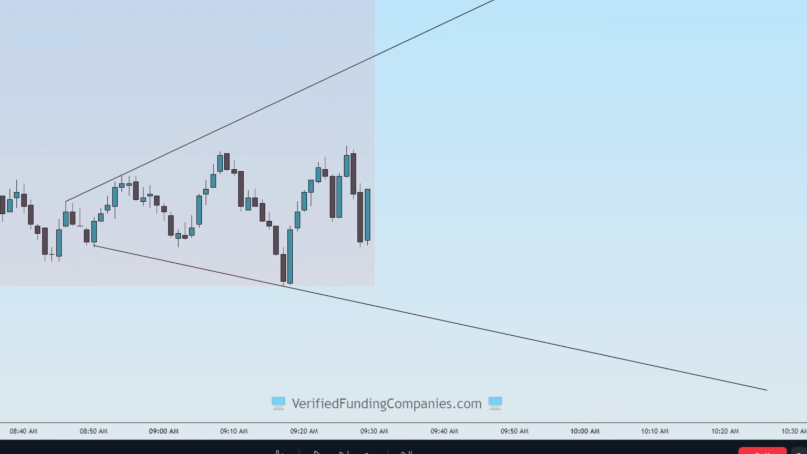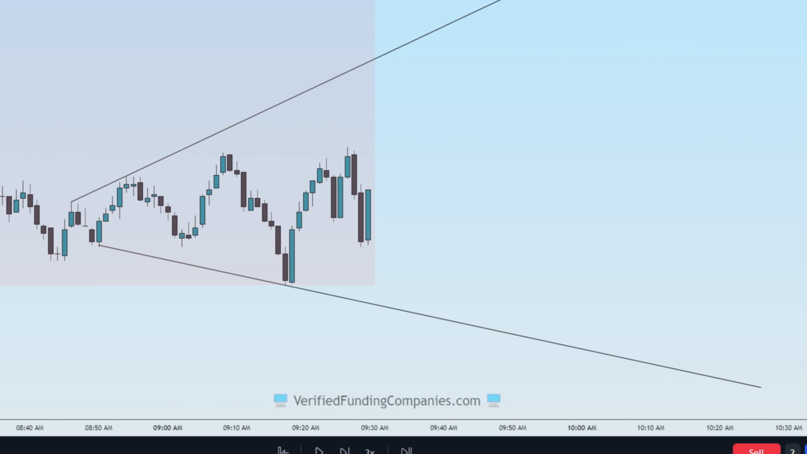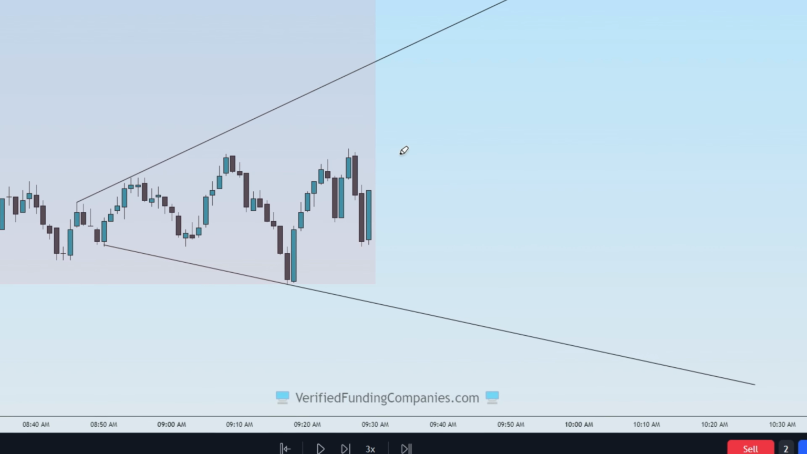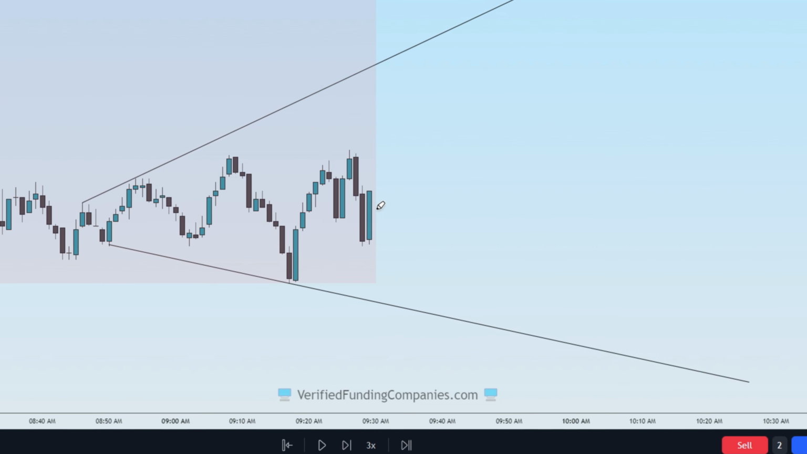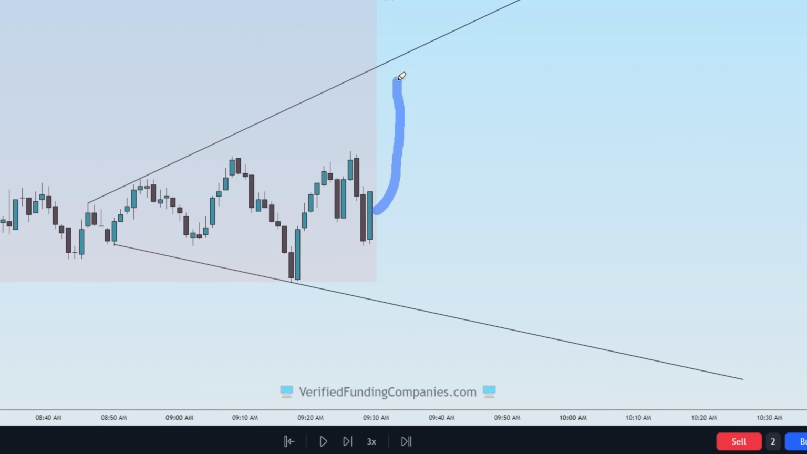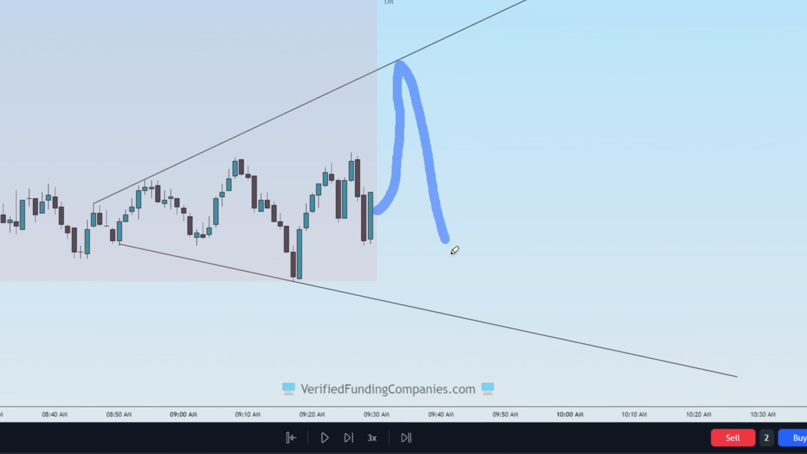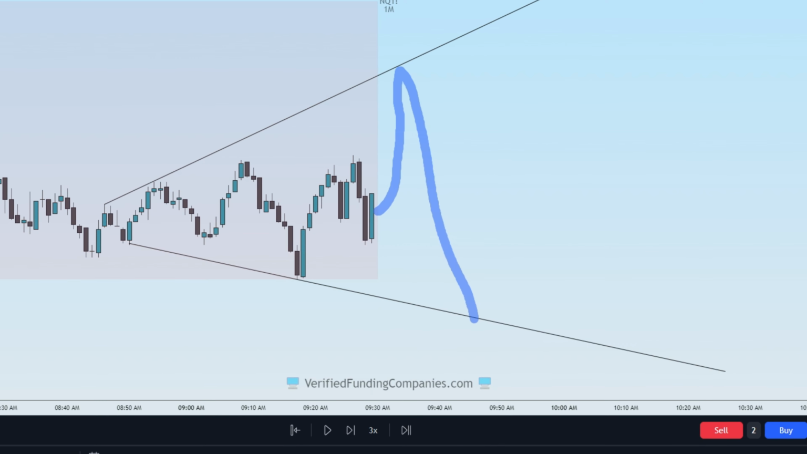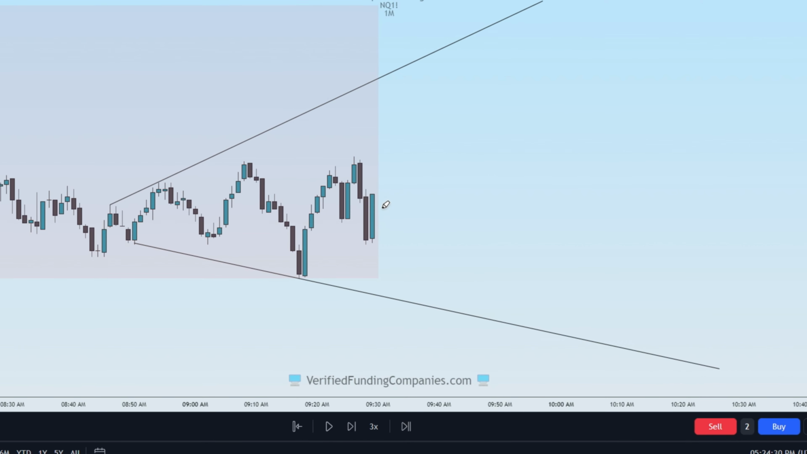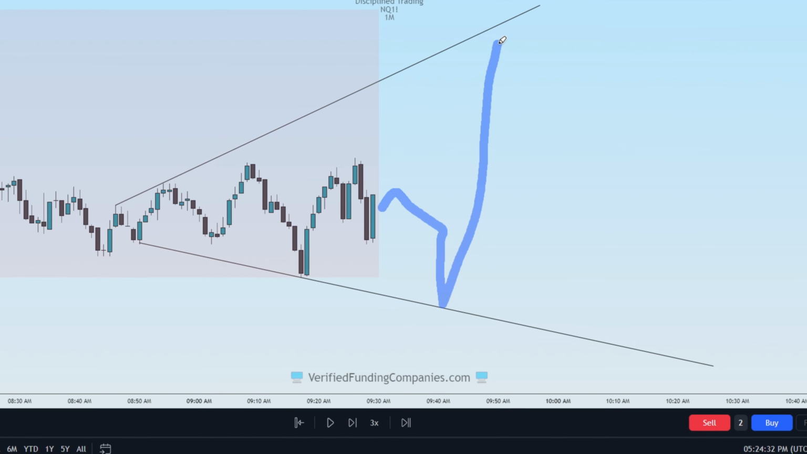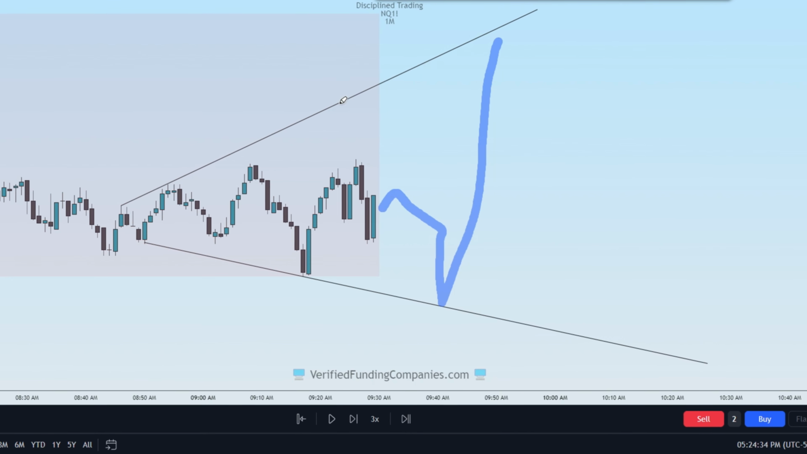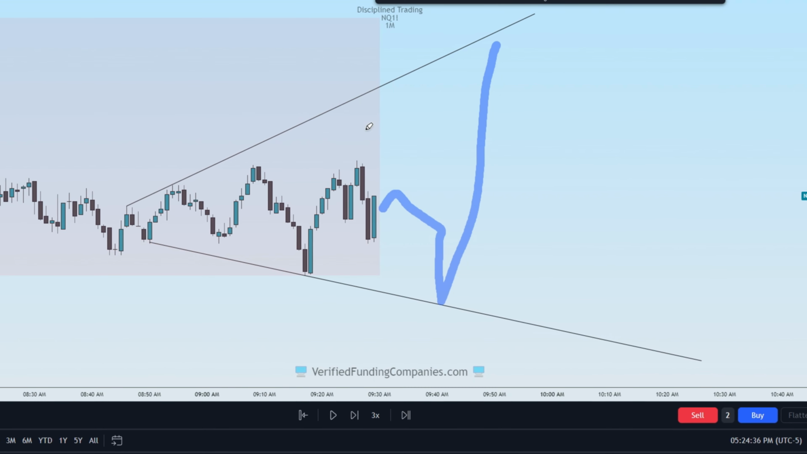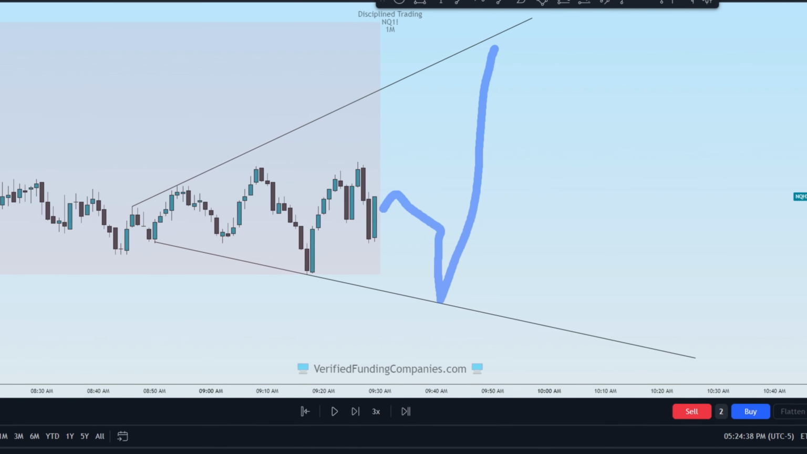So what are we looking for here? We're looking for price to open up and come either here, so we can go short down to here, or we're looking for price to go like this, and then we can long it up to there. So step 1 is done.